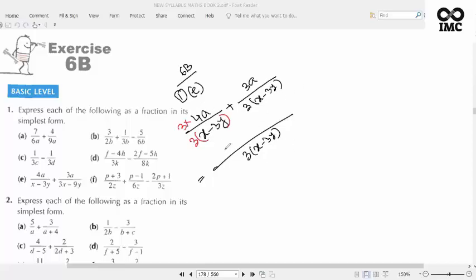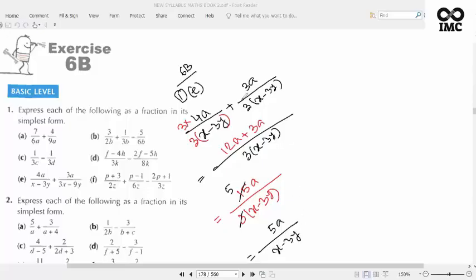So 3 into 4, 12a plus 3a. 12 plus 3, that will be 15a divided by 3 into x minus 3y. But our answer is not finished yet. We have to divide 15 by 3. 15 by 3, 5. So the final answer will be 5a by x minus 3y. You should write the whole thing properly.